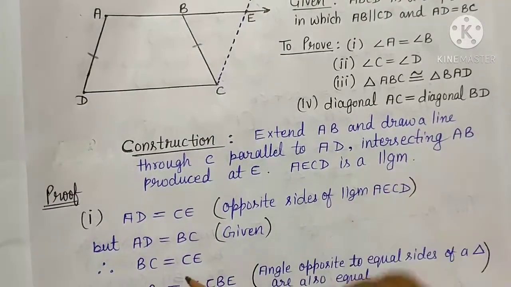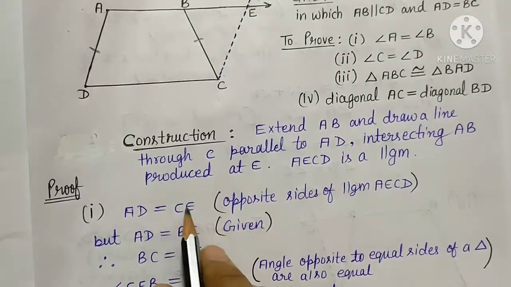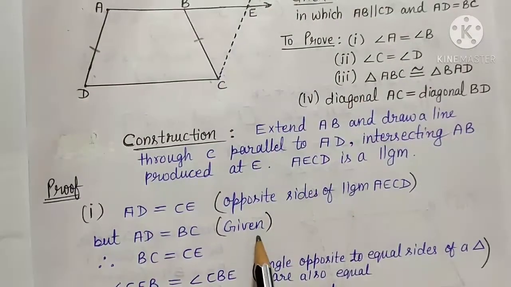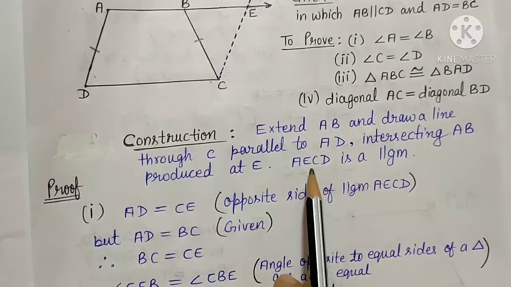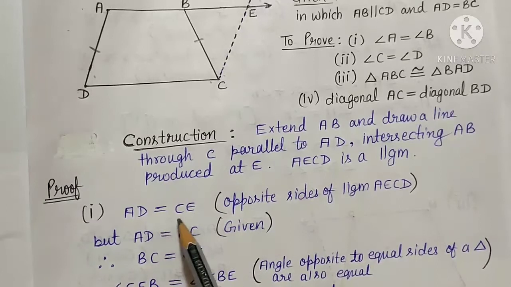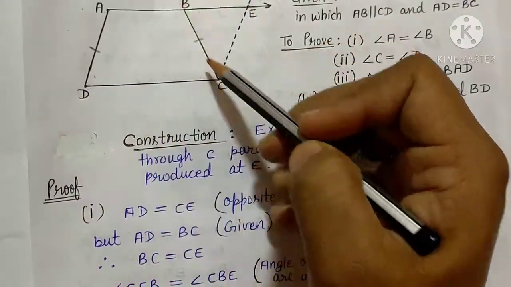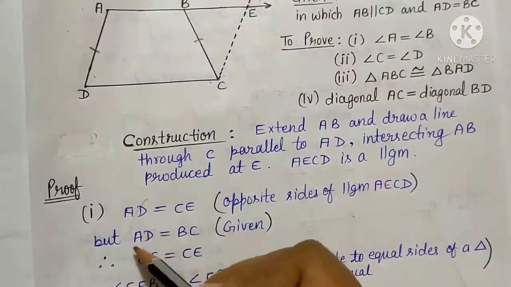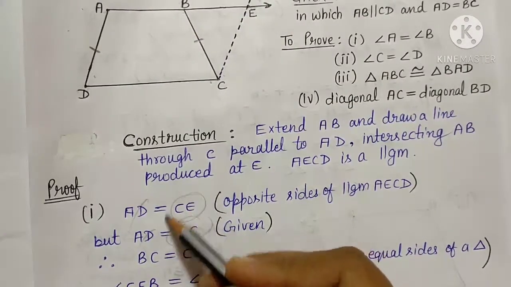So first we are saying that AD equals CE. Just pay attention here. AD is equal to CE, as these are the opposite sides of a parallelogram AECD, which we said earlier with the help of the construction. So we can say these are equal. But it was given in the question that AD is equal to BC. So AD is common. What is left? CE and BC. So CE and BC are equal.